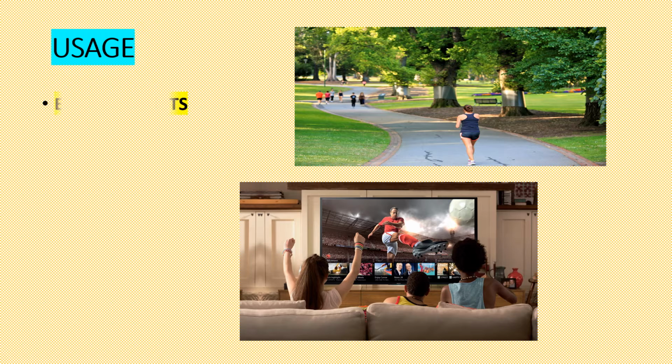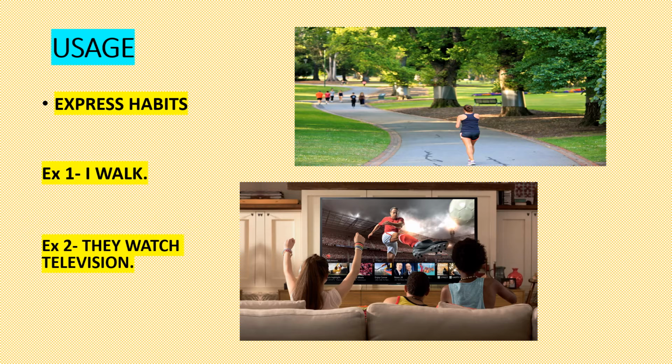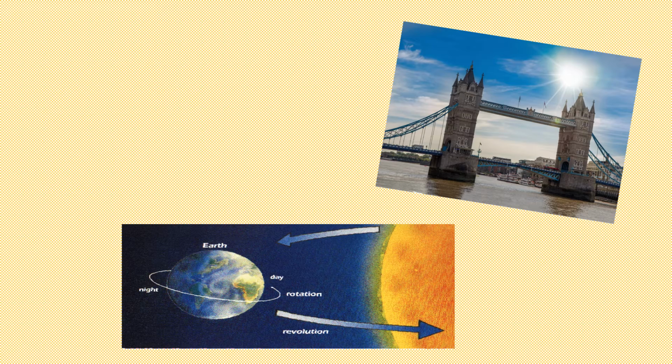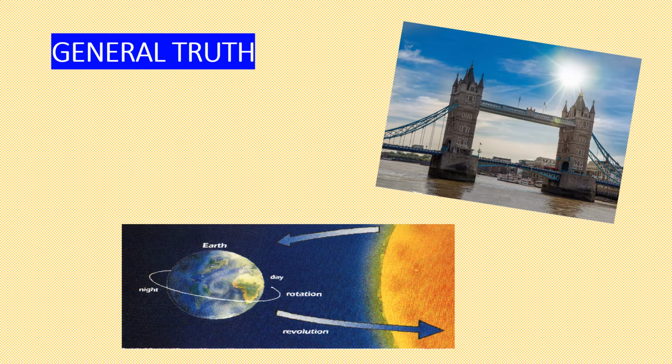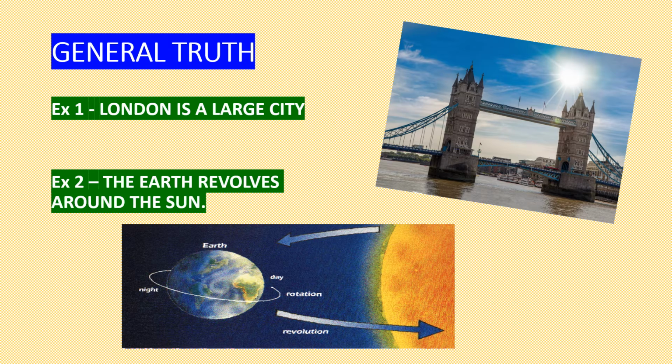So let's find out the usage. So the first is to express habits. For example, I walk or they watch television. The second usage is to express the general truth. For example, London is a large city, or the earth revolves around the sun.